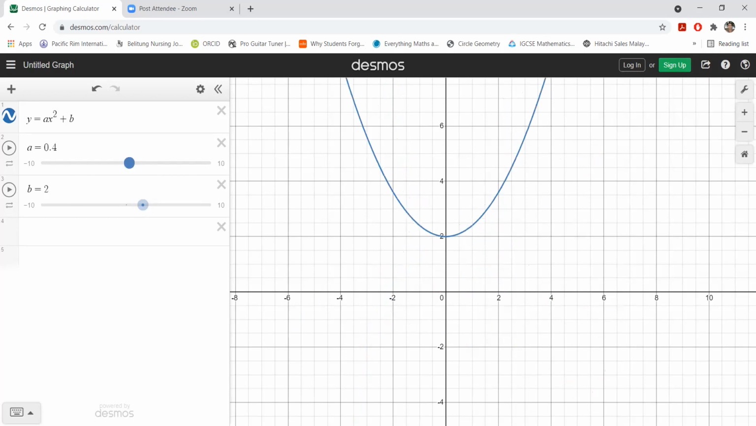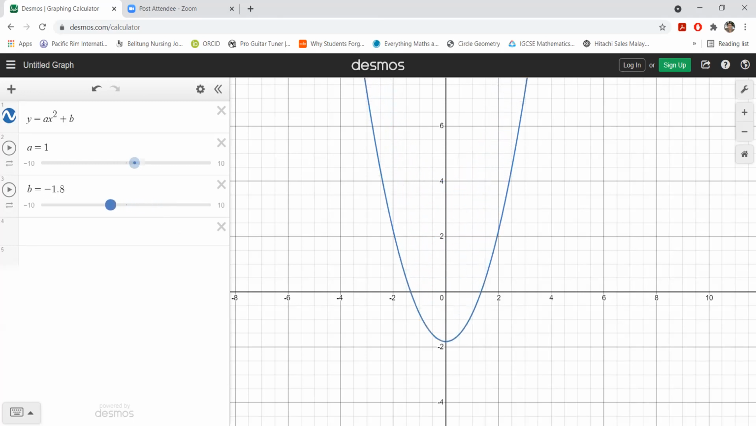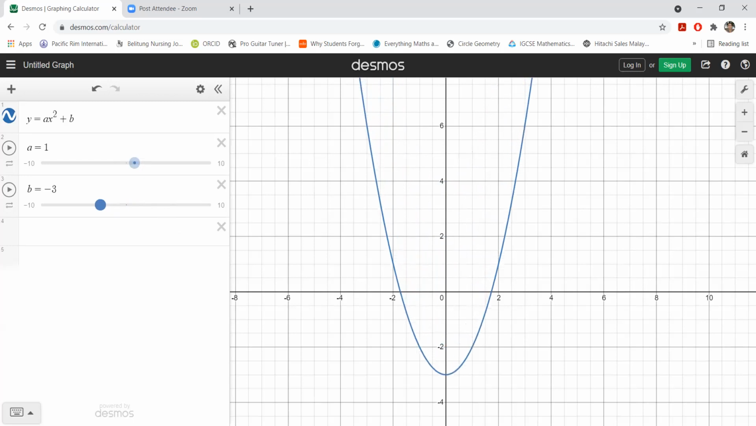Okay, so up, down. That's what A does to your graph. But we'll leave it at 1, so it's not changing. So again, B will move the graph up and down. Okay, if I put it here, now go to your chat box and I want you to tell me what this equation is.